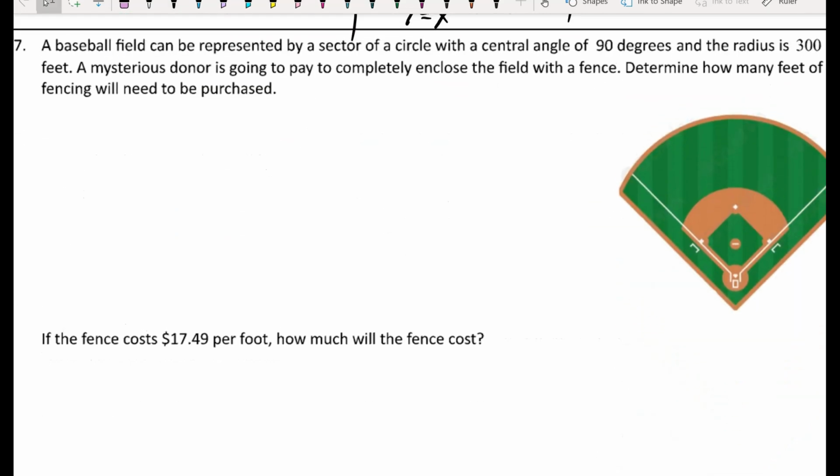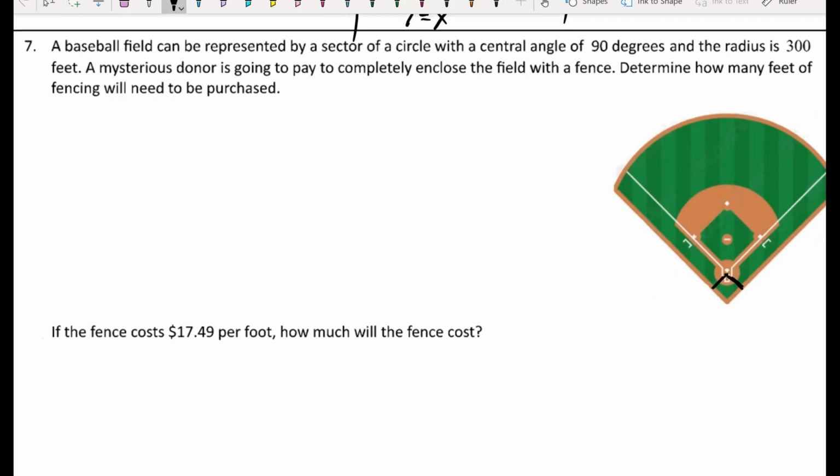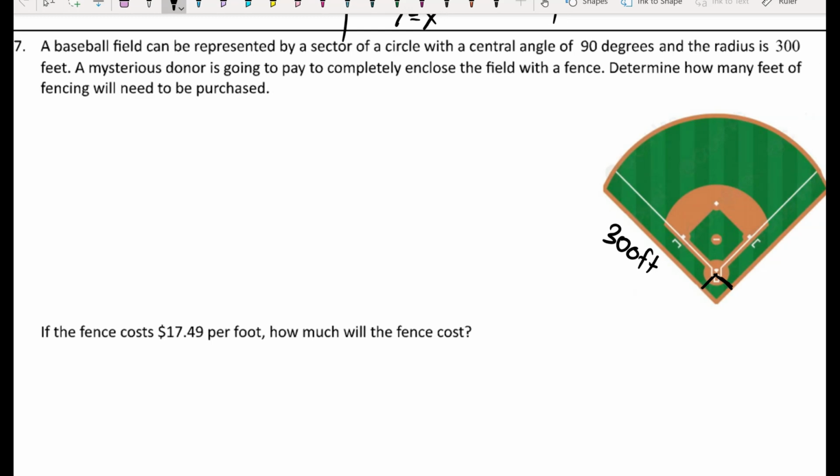Number 7. A baseball field can be represented by a sector of a circle with a central angle of 90 degrees. And the radius is 300 feet. So that straight side should be 300 feet, and that straight side should be 300 feet as well. A mysterious donor is going to pay to completely enclose the field with a fence. Determine how many feet of fencing will need to be purchased.